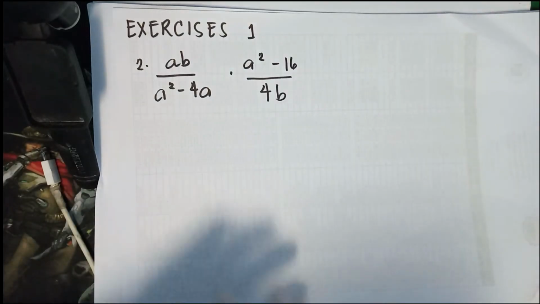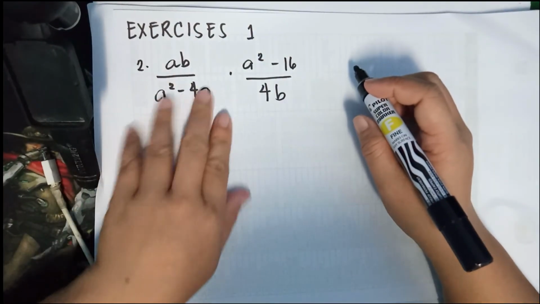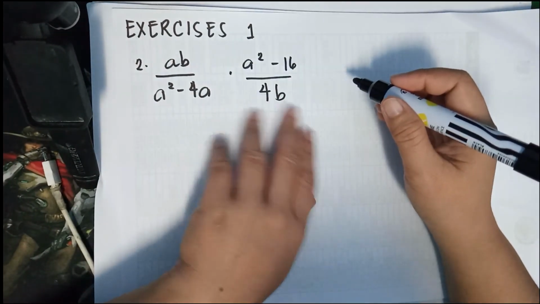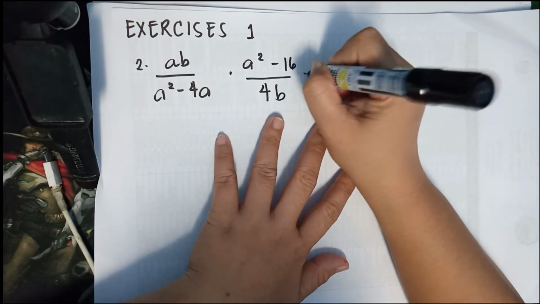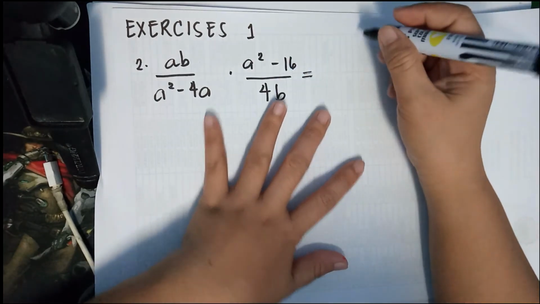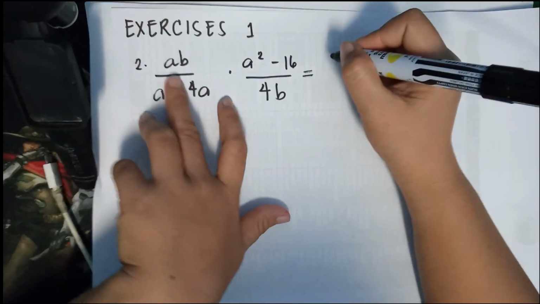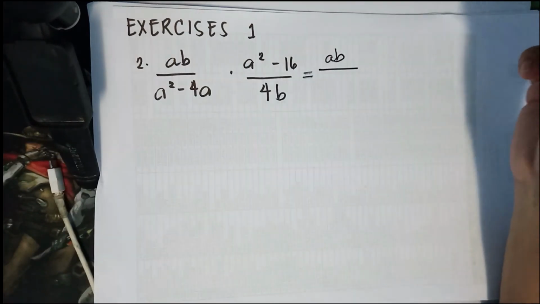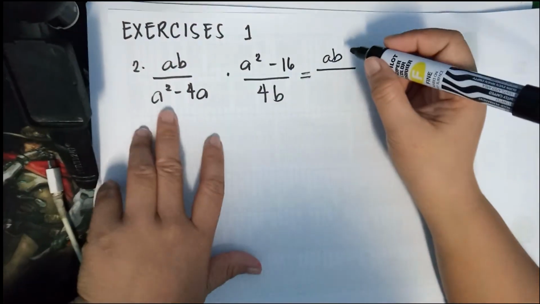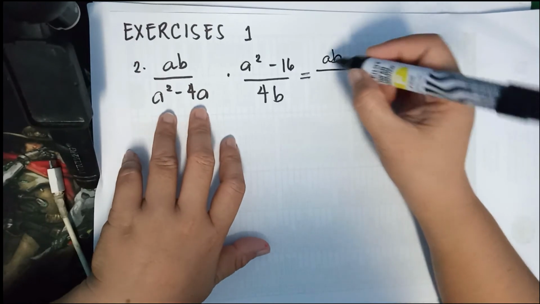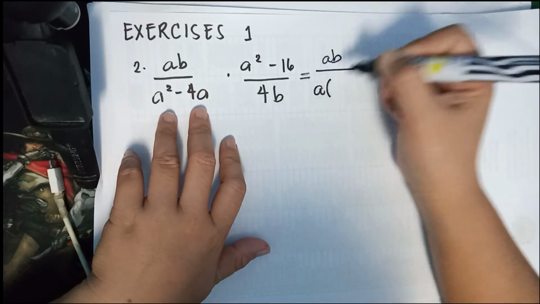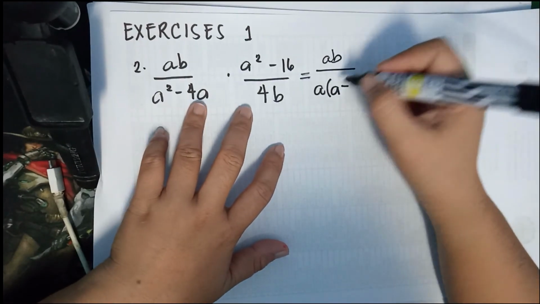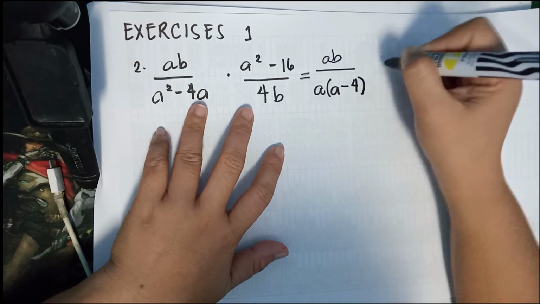Exercises. Number 2. AB over a squared minus 4a times a squared minus 16 over 4b. All we need to do is factor out each term. We copy AB because it cannot be factored out. A squared minus 4a, common between the two is a. Next, a squared divided by a, minus 4a divided by a is a minus 4.